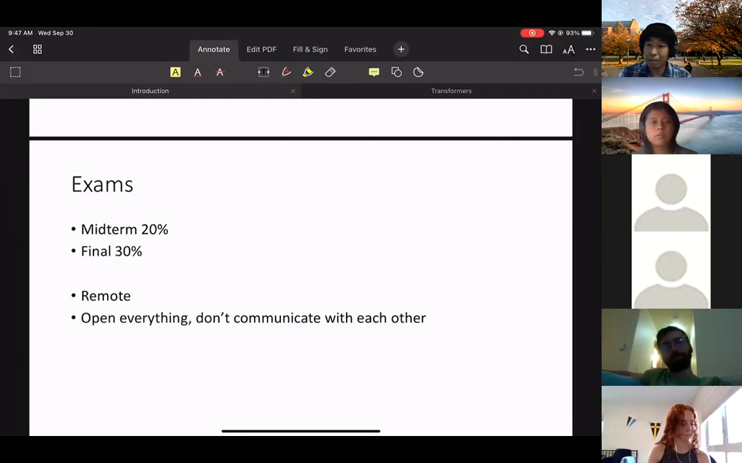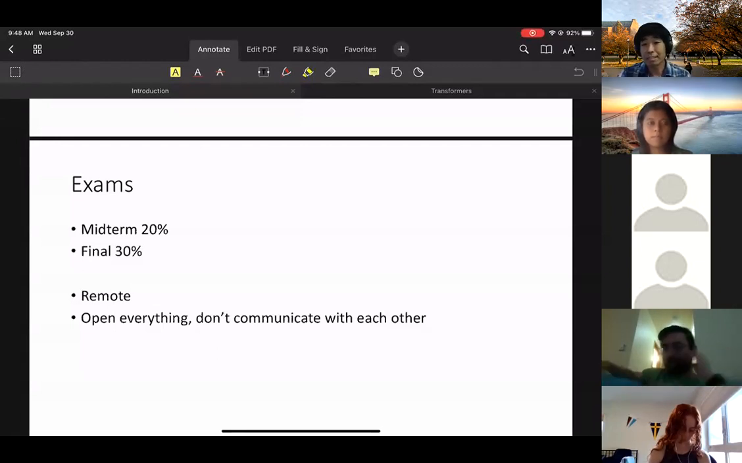The only thing I ask you to do is don't communicate with each other. There's really no way I can enforce this, so this is more of an honor code. Do not communicate with each other, and we'll try to be diligent in comparing solutions. Sometimes if you copy or communicate, it's obvious that you have, and we'll try to be diligent in that case. But otherwise, just try not to do that, and you can use everything else.